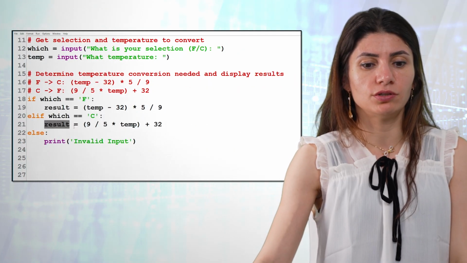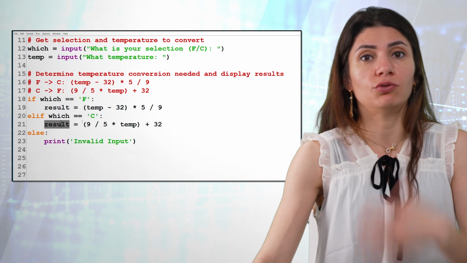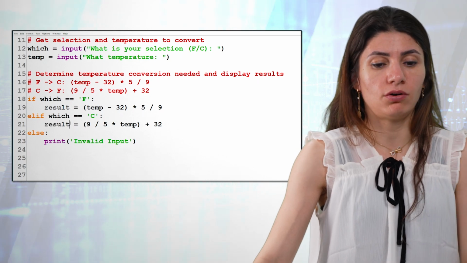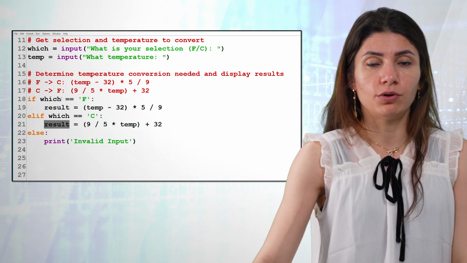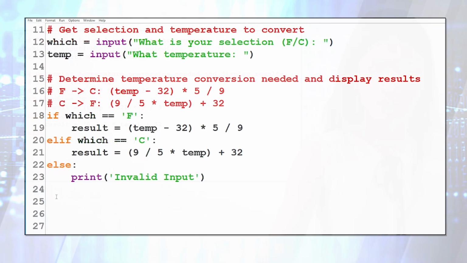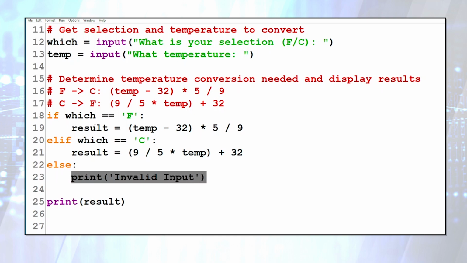So you won't have that variable result at all if the input was invalid. If you just say print result, and you got to this line and never calculated the result, it's going to give you an error message. And we can test that. But for now, I'm going to just put F or C, and then we are going to get back to it and see how we can resolve that issue.